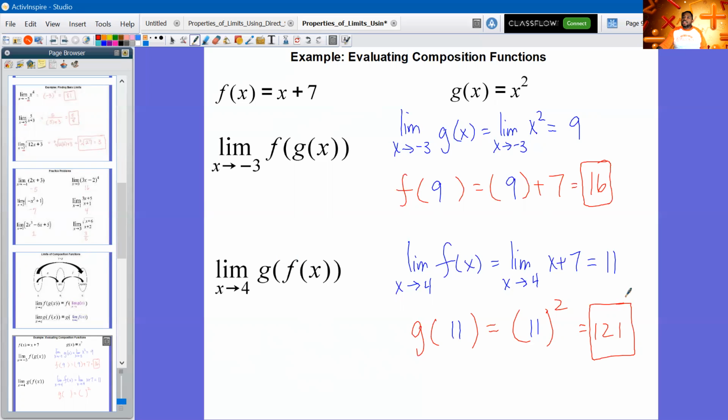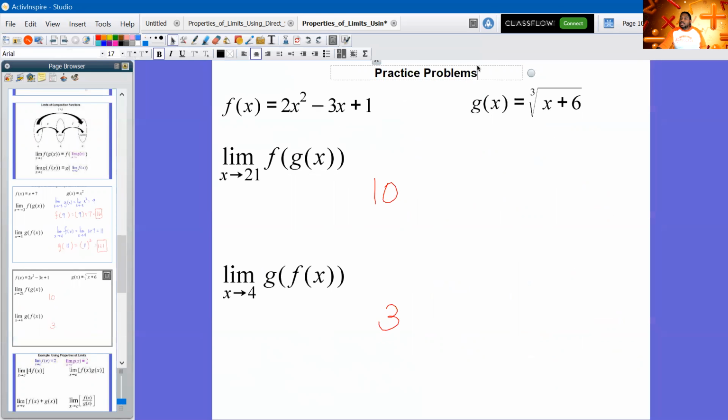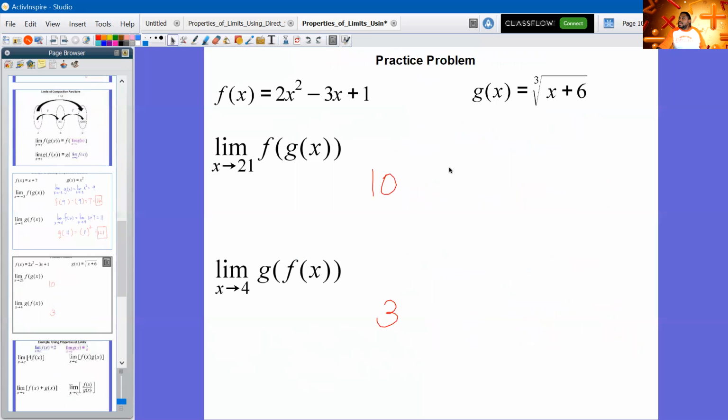So if you understand how to evaluate these composition functions, then you can do this practice problem here. Okay. Again, I worked out the answers, and these are the responses I have. You can check, and if you get something different, again, please contact me.